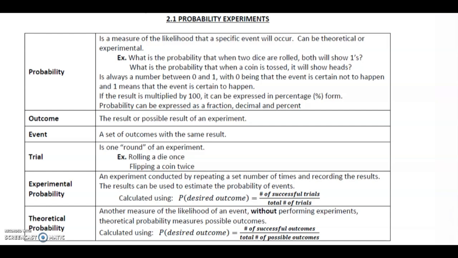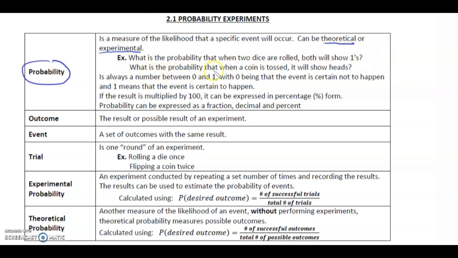Okay, 2.1 probability experiments. So we're going to go over a couple definitions right now. Probability is a measure of the likelihood that a specific event will occur. This can be theoretical or experimental, and we are going to take a look at that between today's lesson and tomorrow's lesson. So, for example, what is the probability when two dice are rolled, both will show ones?